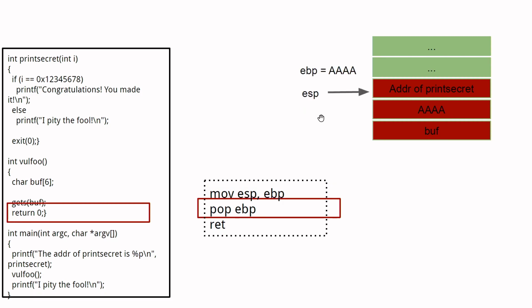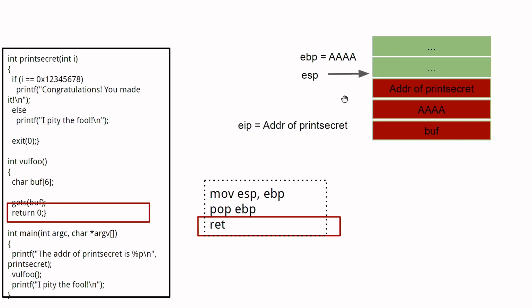So now EBP will have the value 4 bytes of letter A's, okay? Then ESP moves up 4 bytes. ESP now points to the return address. Now we are going to return. So when we return, whatever ESP points to will go to EIP, right? So now EIP has the address of print secret.